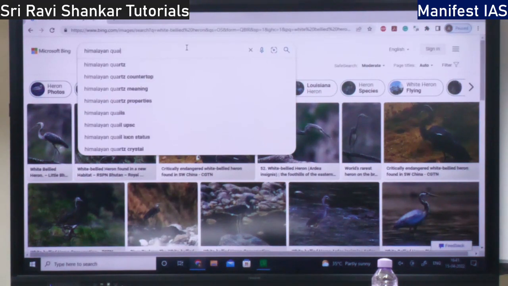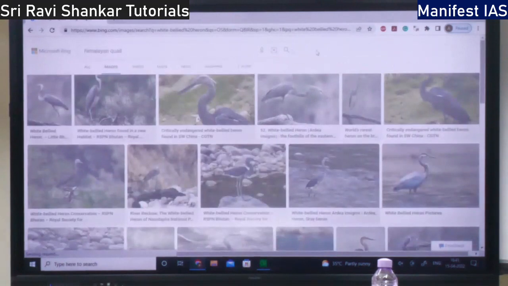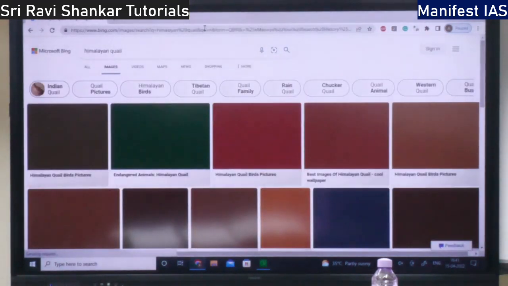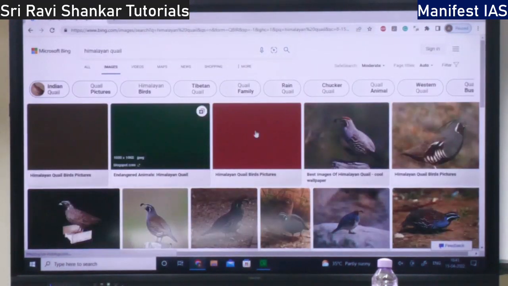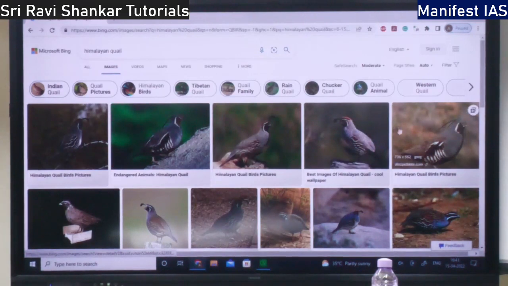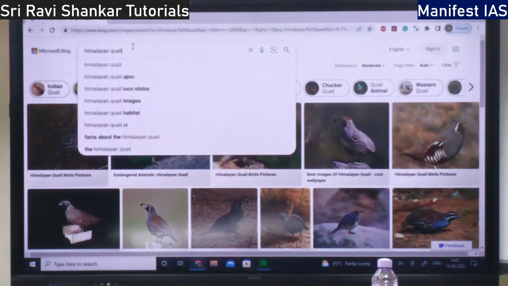Himalayan quail. The Himalayan quail is a critically endangered bird. So you will find it in the grasslands and shrubs. So this is the Himalayan quail. See, it has a proper feather over it. It looks like our sparrow, but it has a crown, a proper crown. Himalayan quail. Then pink-headed duck.